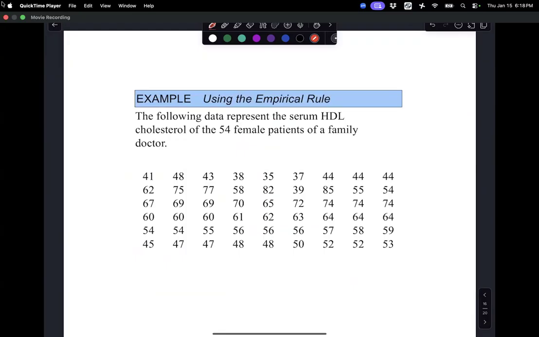So the following data represent the serum HDL cholesterol of 54 female patients of a certain family doctor. So they just took 54 patients and wrote down their HDL cholesterol, which I don't know what serum HDL cholesterol is, but it sounds important. And so this is just 54 female patients. This is a sample. So I'm going to move on.